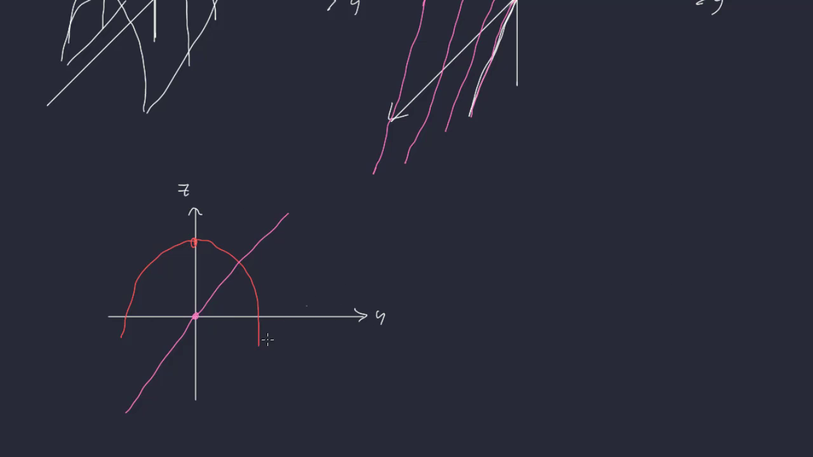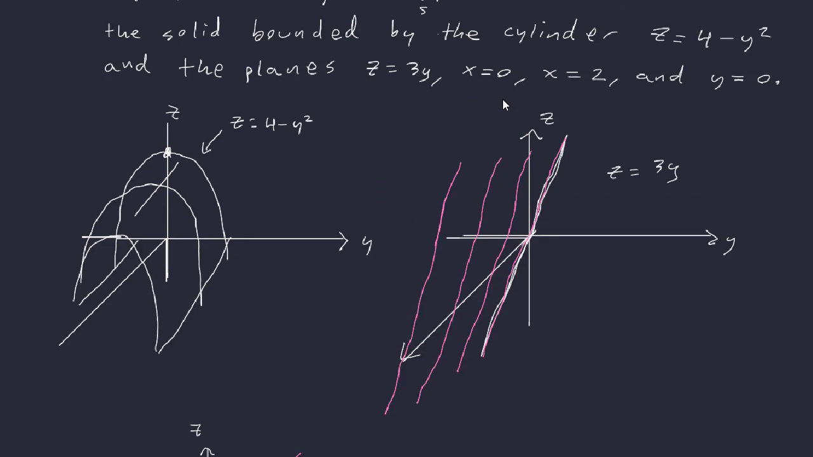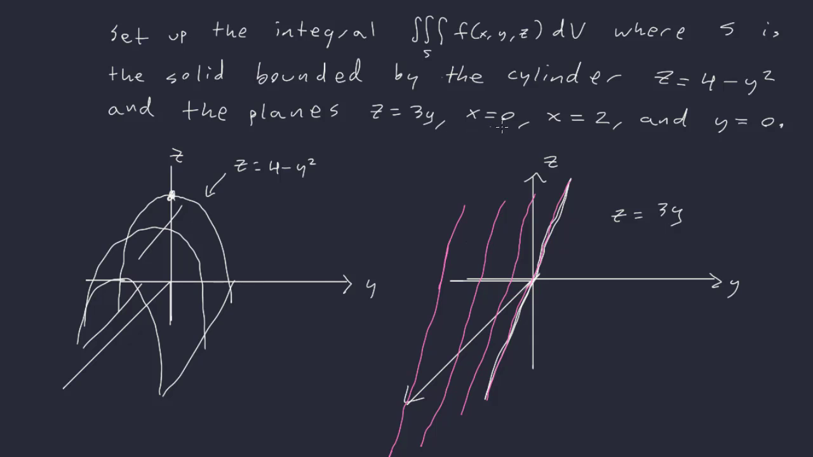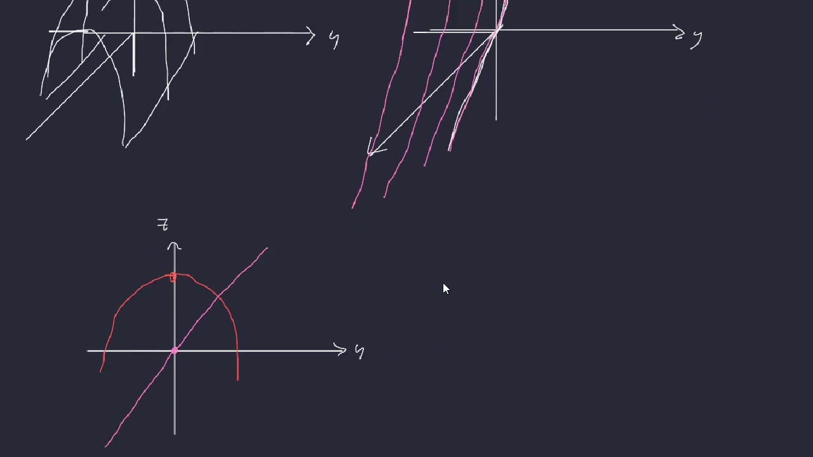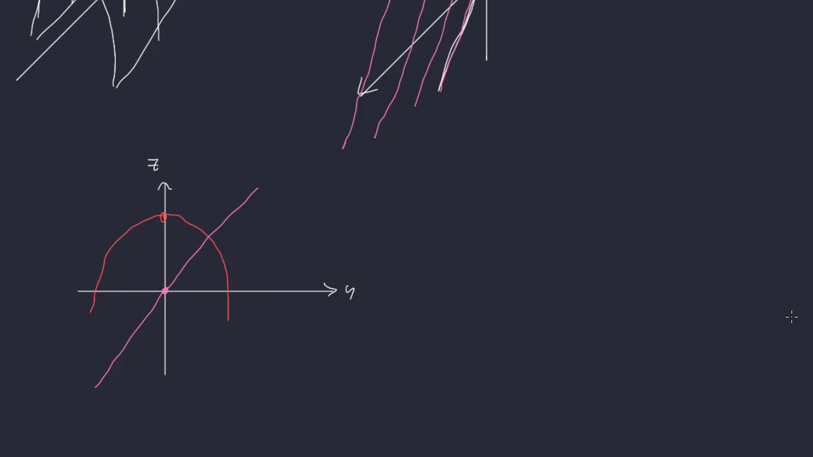So here is what we got on the yz axis. Now note, I didn't need to look at the 3D software at all to get this part. I was able to get this part just from foreknowledge. Now the next pieces I'm going to set up are these planes, x equals 0, x equals 2, and y equals 0. And those I'm going to look at on the xy plane.